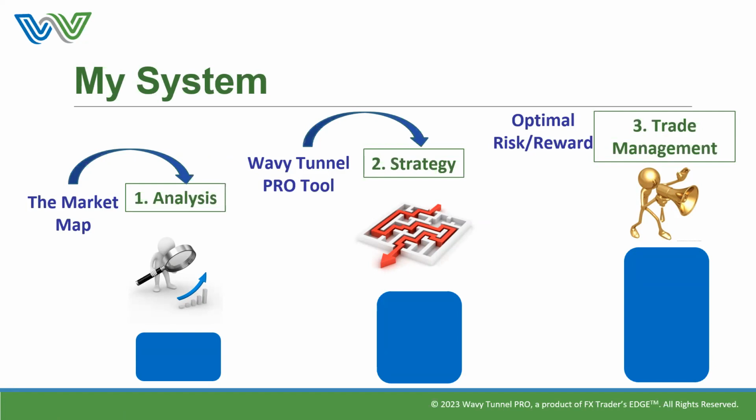And then the strategy that I use is called the Wavy Tunnel Pro. And we have a tool for that as well. And then the third part of the system is trade management, because once you put on a trade using optimal risk reward, you need to manage your trade. And that can sometimes make the difference between making really good money and making mediocre money, or even taking losses, because you want to be able to extend the size of your gains.